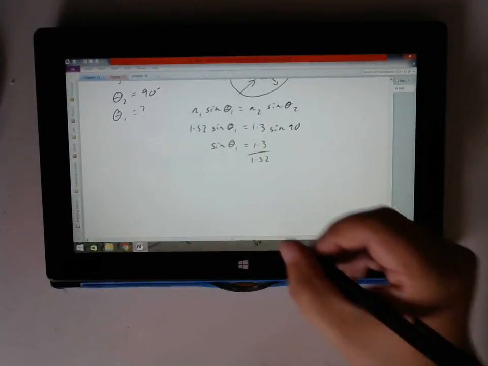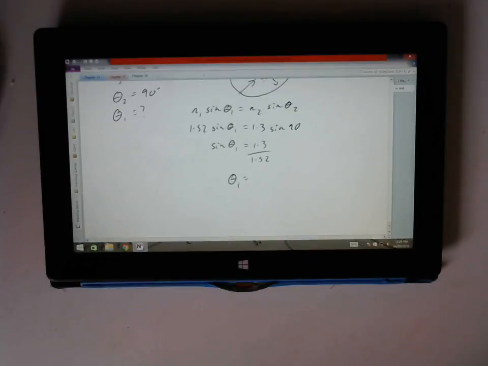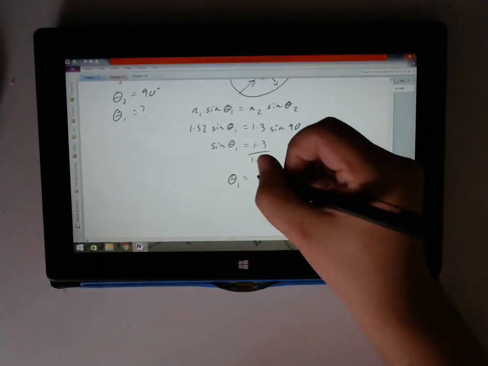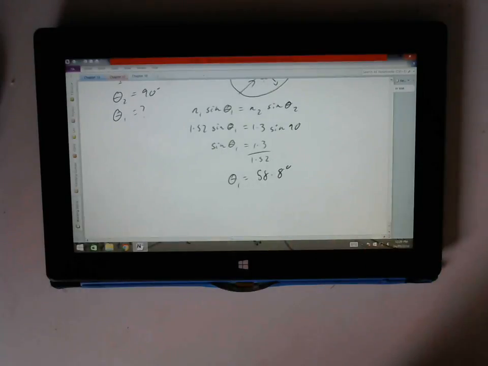And so theta 1 equals, there's my calculator, 1.3 divided by 1.52, take the arc sine, we get that it is 58.78, so let's round it up, 58.8 degrees. At 58.8 degrees, it'll start bouncing back because it's rounded up just a little bit.